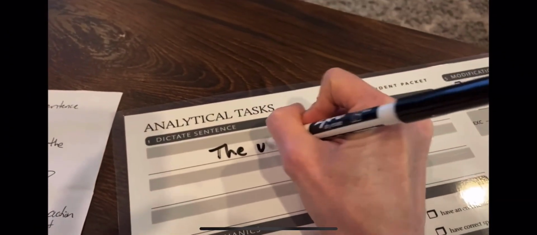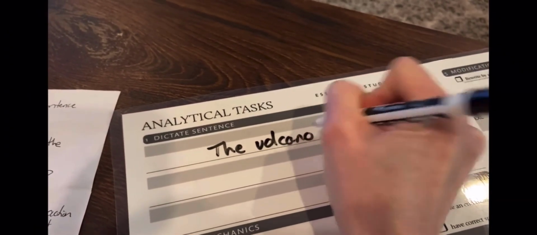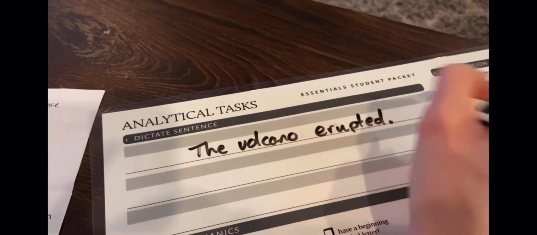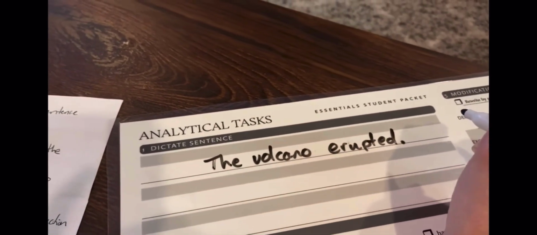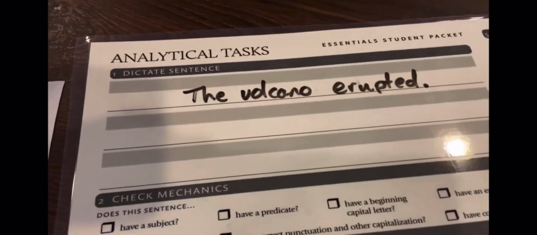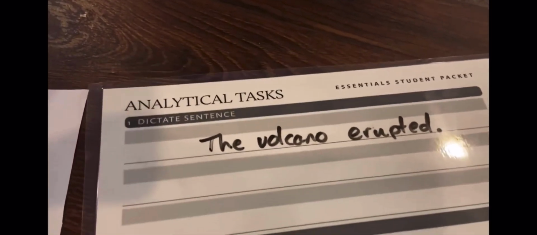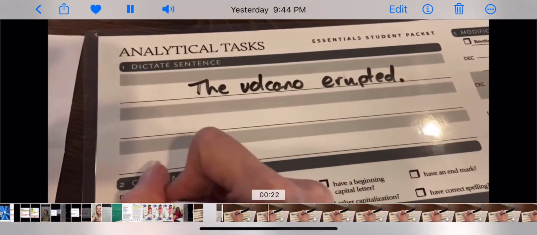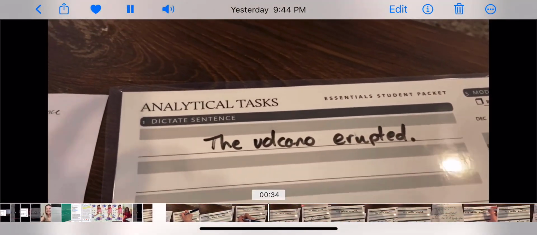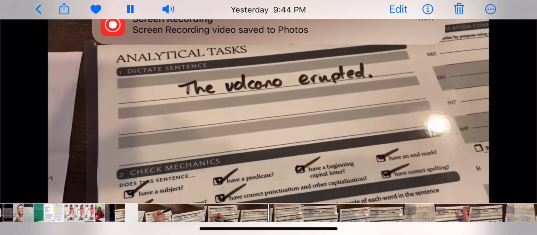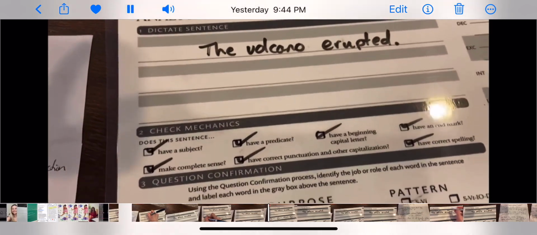Volcano erupted. The volcano erupted. Okay. What's the first step? Since we already wrote the sentence, now we check the mechanics. Does it have a subject? Mechanics of the sentence. And now we're ready for question confirmation.